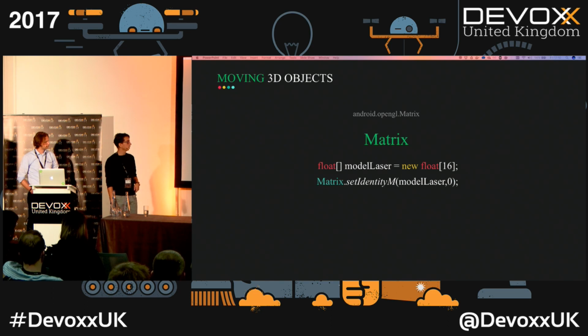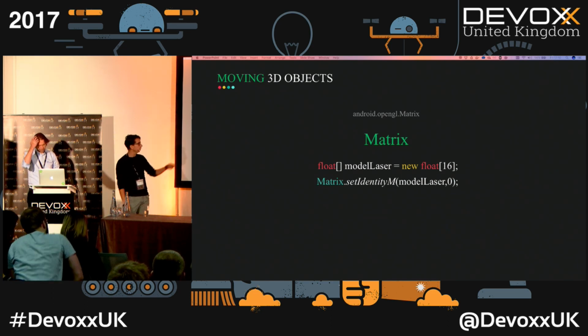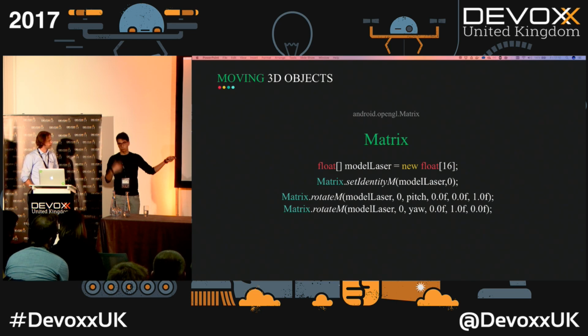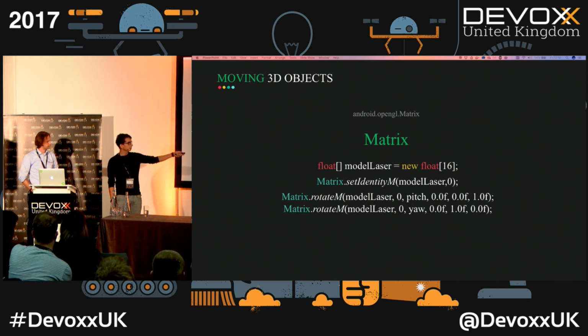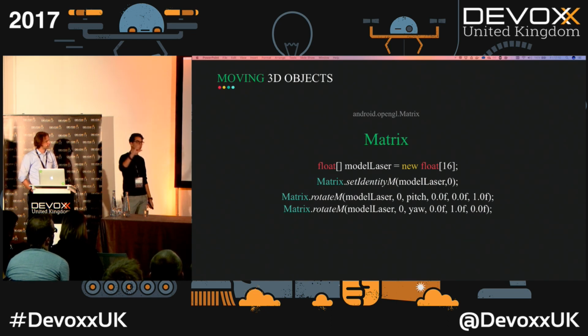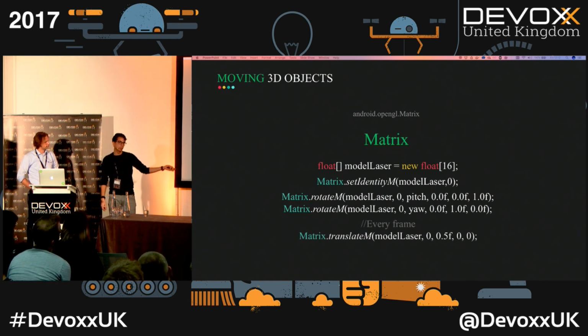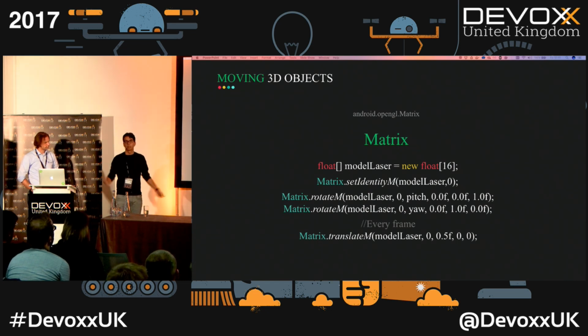For example, the laser is an array, and what I do here is I set its identity matrix to be zero, pretty much. And then you can rotate the matrix based on the pitch, your head up and down, or the yaw, your head left and right, on a certain axis. This is the z-axis, so I rotate it on the z-axis by the pitch, and this I rotate on the y-axis by the yaw. And then I can actually place the laser exactly in front of the camera. So when I look here, the laser actually gets spawned here. But when I look there, the laser actually gets spawned there. So that's exactly what this piece of code does. And then on every frame, I translate the matrix of the laser by 0.5 steps. So it actually moves forward. That's pretty much what's happening here.